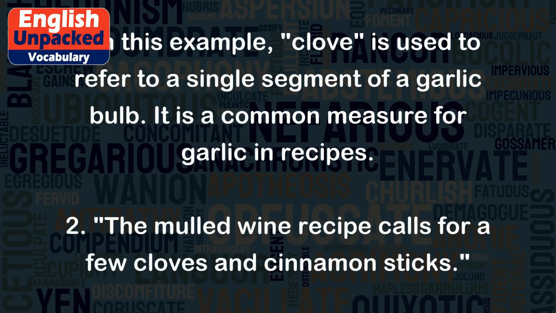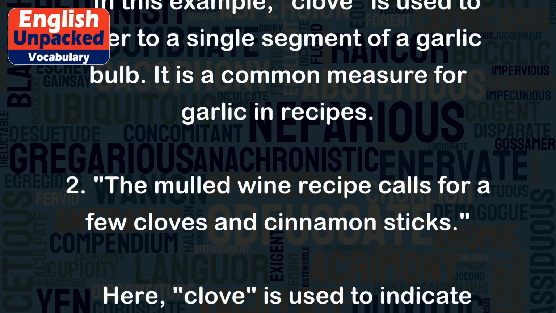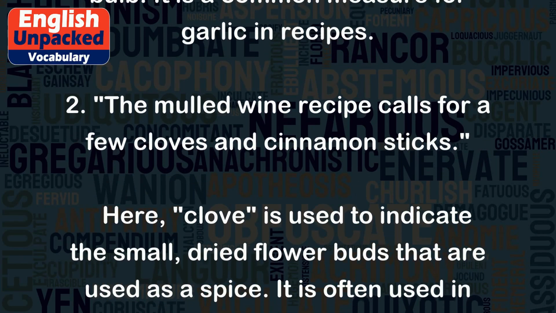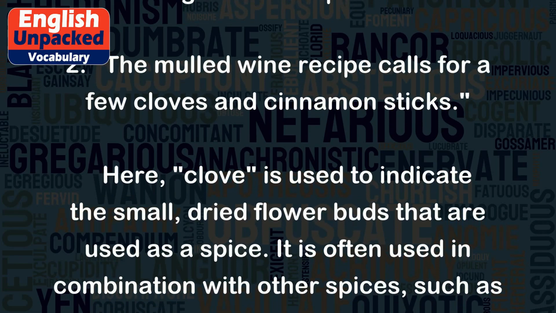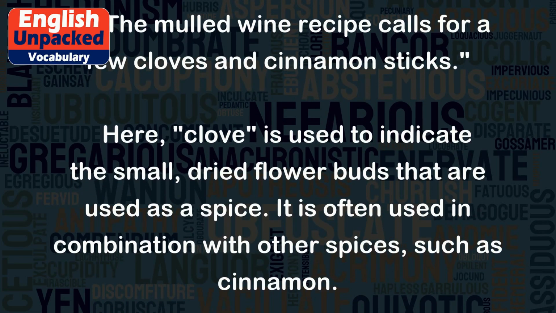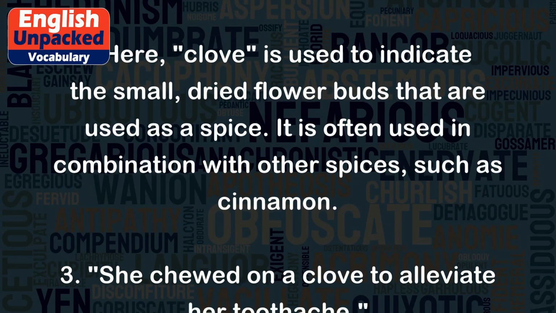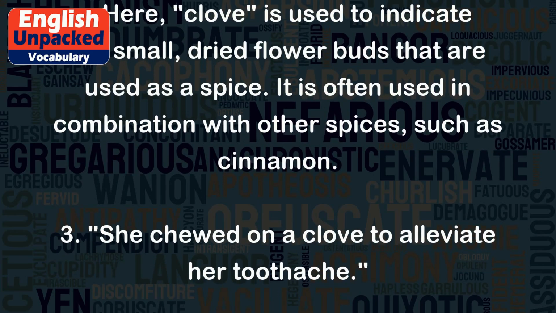2. The mulled wine recipe calls for a few cloves and cinnamon sticks. Here, clove is used to indicate the small, dried flower buds that are used as a spice. It is often used in combination with other spices, such as cinnamon.